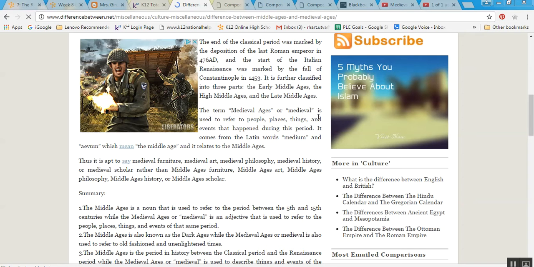The term medieval ages or medieval is used to refer to people, places, things, and events that happened during this period. It comes from the Latin words medium and aevum, which mean the Middle Age, and it relates to the Middle Ages. Thus, it is apt to say medieval furniture, medieval art, medieval philosophy, medieval history, or medieval scholar, rather than Middle Ages furniture, Middle Ages art, Middle Ages philosophy, Middle Ages history, or Middle Ages scholar.